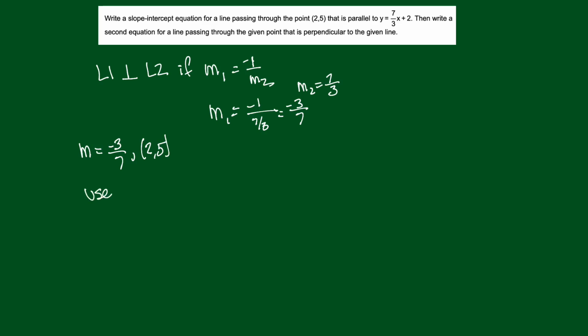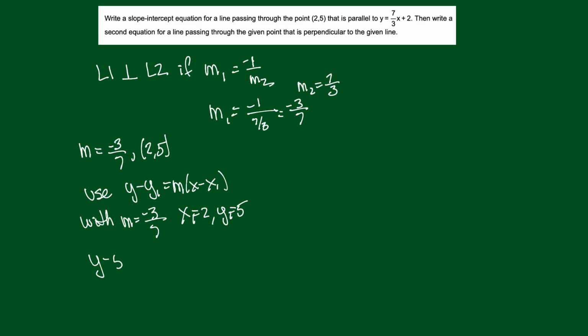So I'm going to use y minus y1 equals m times x minus x1 with m equal to negative 3/7, x1 equal to 2, y1 equal to 5. So let's substitute. So I'm going to get y minus y1, which is the 5, equals m, negative 3 over 7, times x minus x1, which is the 2. Let's multiply. I'll do it up here to the right where we have some room. Y minus 5 is equal to negative 3/7 x. Now, negative 3 times negative 2 is positive 6 over 7.